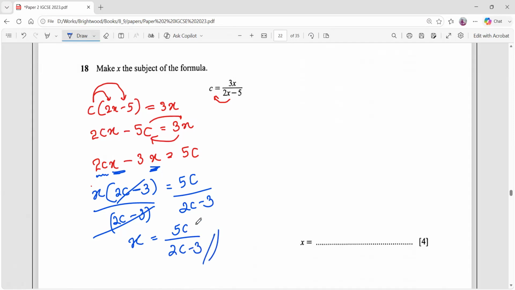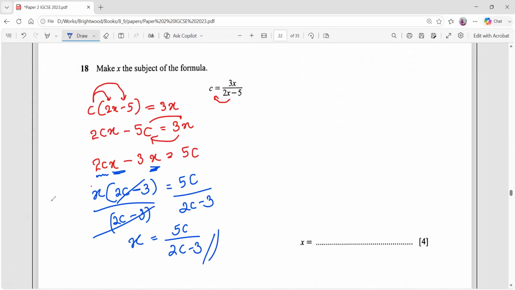Clear? You can write x equals 5c over 2c minus 3. Like that, you can write 5c over 2c minus 3. Here is the equation you have to follow. Clear?